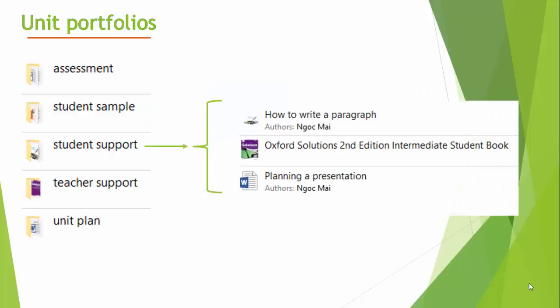In student support, I provide them 3 materials. The first one is the PowerPoint guiding to write a paragraph. The second one is the textbook they use in class. And the last one is to help them plan their presentation.